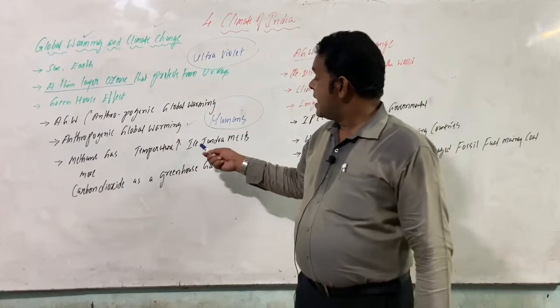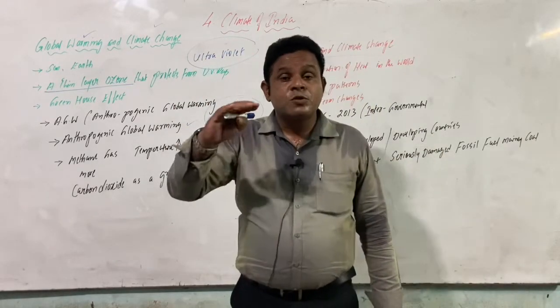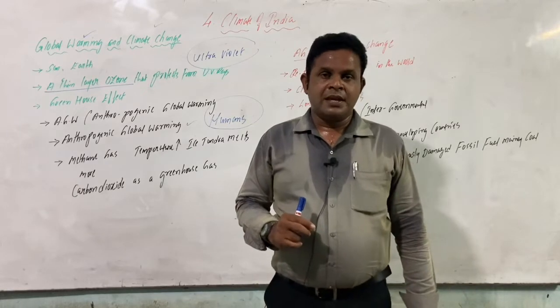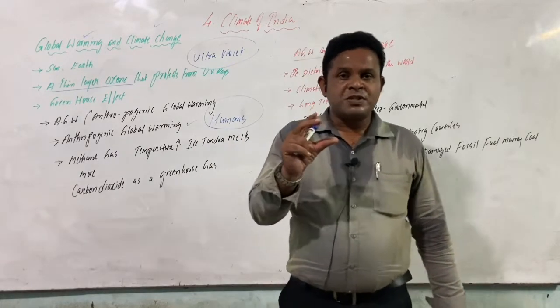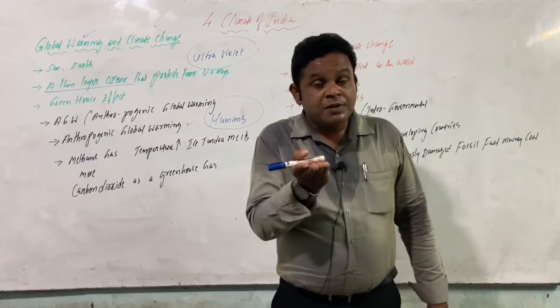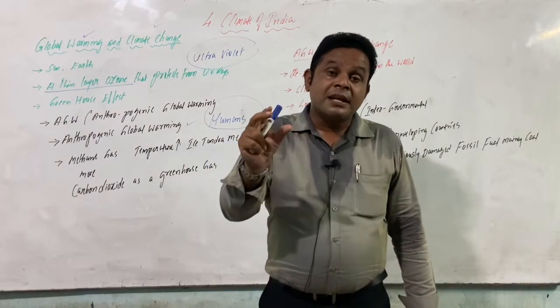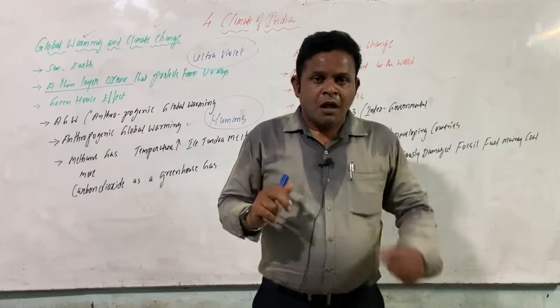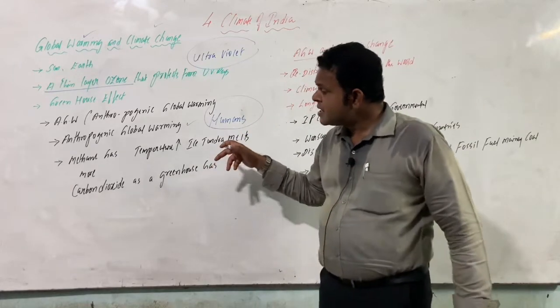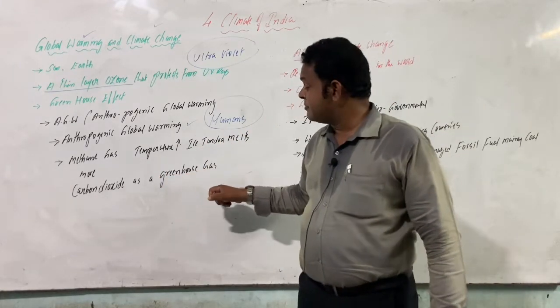Meanwhile, when the temperature rises, ice in the tundra region is going to melt. Like in a refrigerator, if you take ice cubes, the ice cube will melt into water, and when you keep the same water in the freezer, it will become an ice cube again. Such an impact is what we are going to find here.